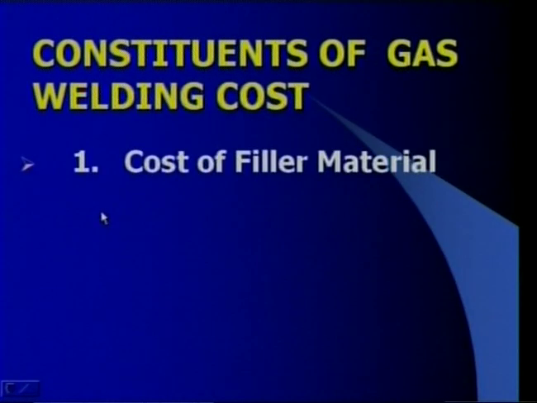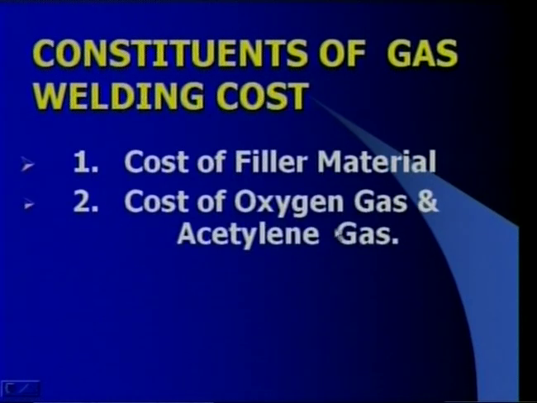Next, constants of the welding cost. Under gas welding, we already know that we are going to use filler material as well as oxygen gas and acetylene gas. These are the two important gases used in gas welding. First we have to calculate the consumption of oxygen and acetylene gases, multiplied by the cost of that gas, to get the cost of oxygen and acetylene gases.